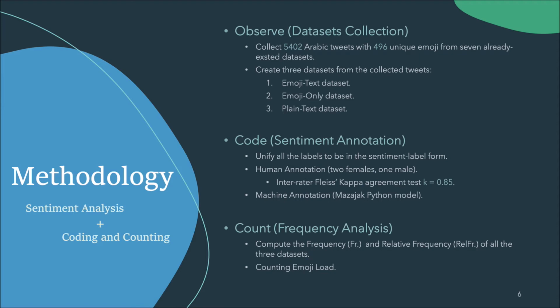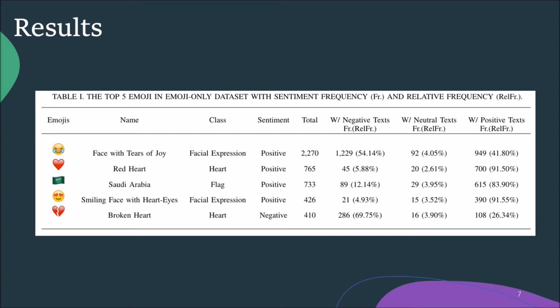Finally, the number of emoji occurring in each text is counted. This is referred to as the emoji load of that text. The frequency and relative frequency distribution of each emoji load for each of the key sentiment classes is then calculated to explore how sentiment varies with emoji load. This table, Table 1, shows the result for the 5 most common emoji in our data.